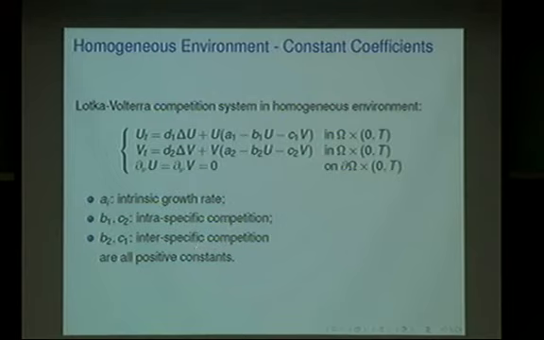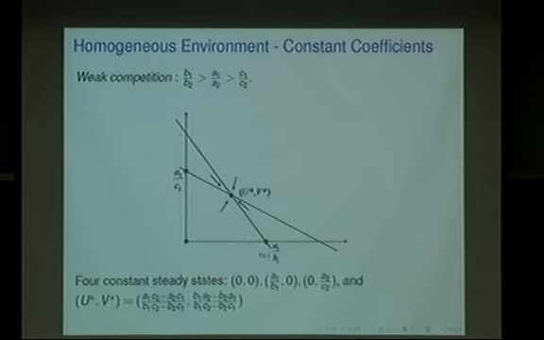Now if B2 and C1 are small, that means the competition is weak. And when B2, C1 are small, then B1 over B2 is large, C1 over C2 is small. So this is generally the case. We say it's a weak competition if B1 over B2 is bigger than A1 over A2, bigger than C1 over C2. And in this case, the dynamics of that competition system in homogeneous environment is particularly simple. There are actually only 4 constant steady states, no non-trivial ones: (0, 0), (A1 over B1, 0), (0, A2 over C2), and (U star, V star). These two lines are the two null lines of that system.